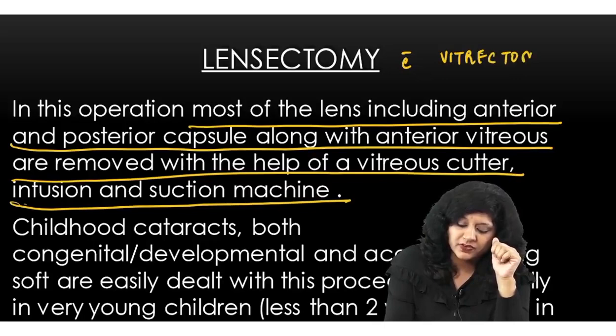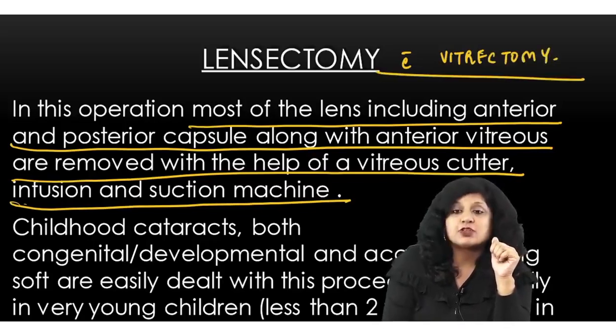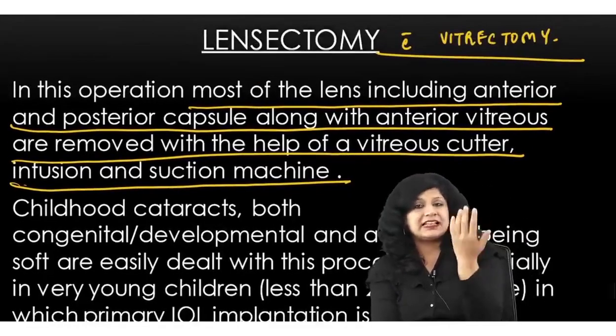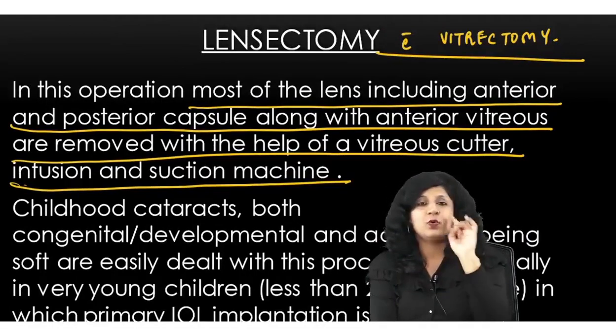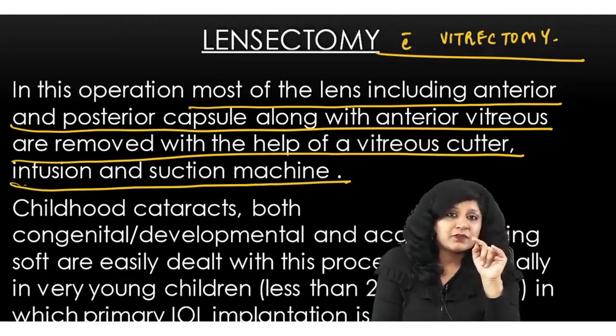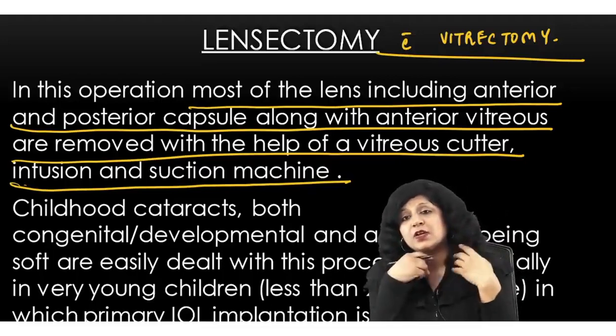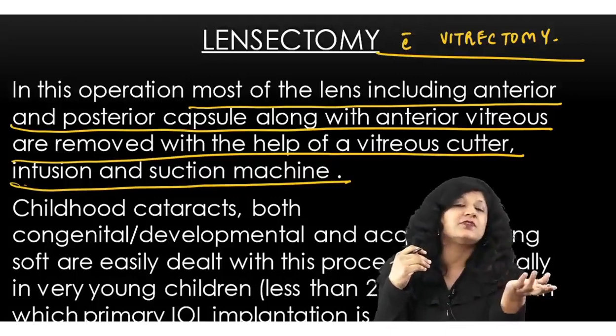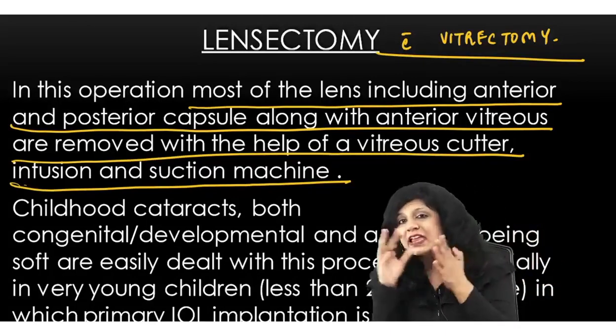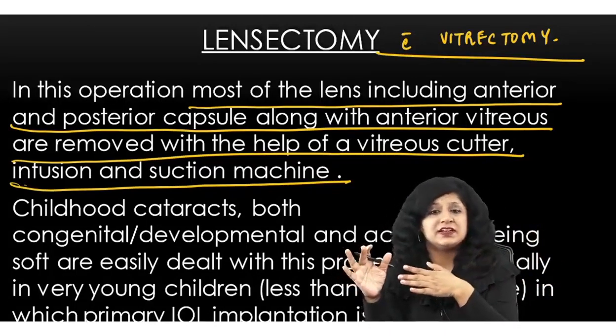In the previous option, we were leaving the posterior capsule and creating a hole in the center. But here we are aspirating the whole of the lens with anterior capsule, posterior capsule, and some amount of anterior vitreous also, again to decrease the chances of retinal detachment.